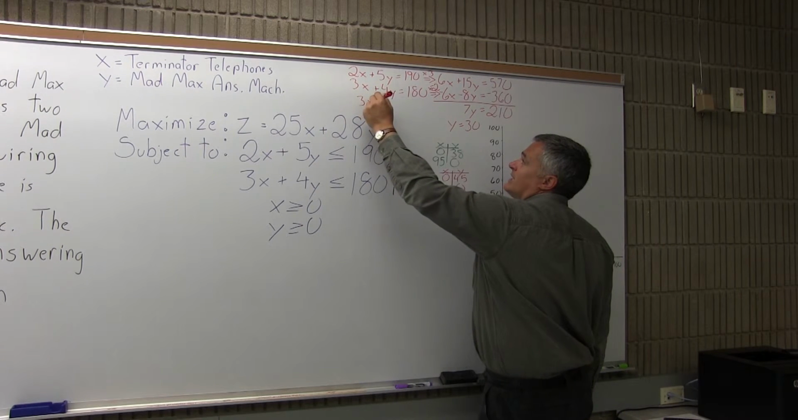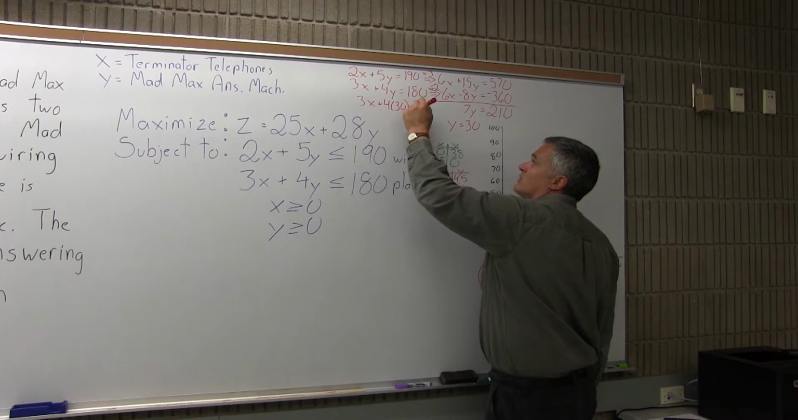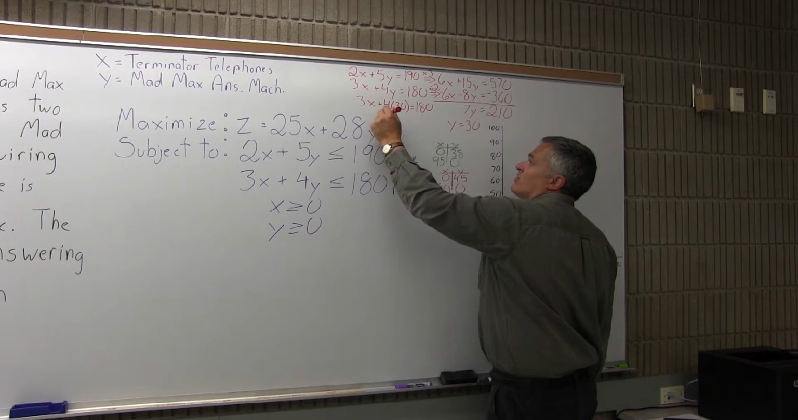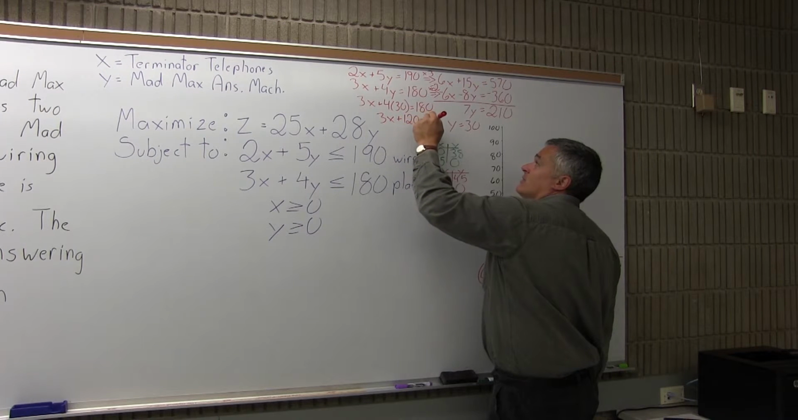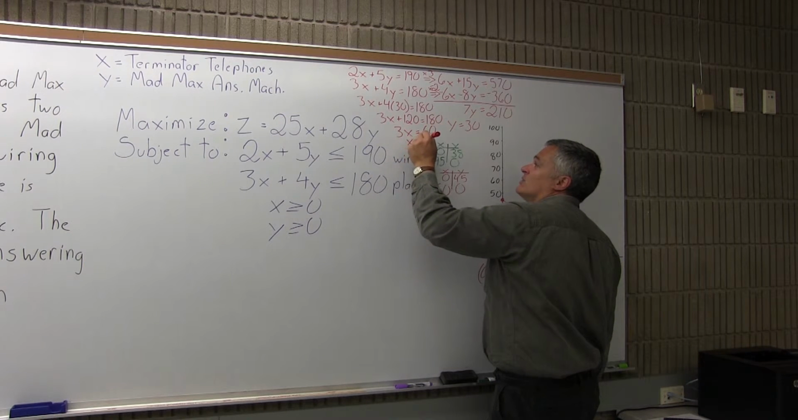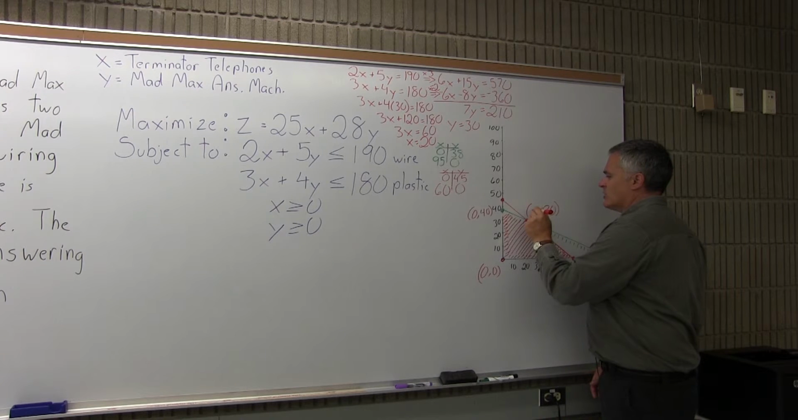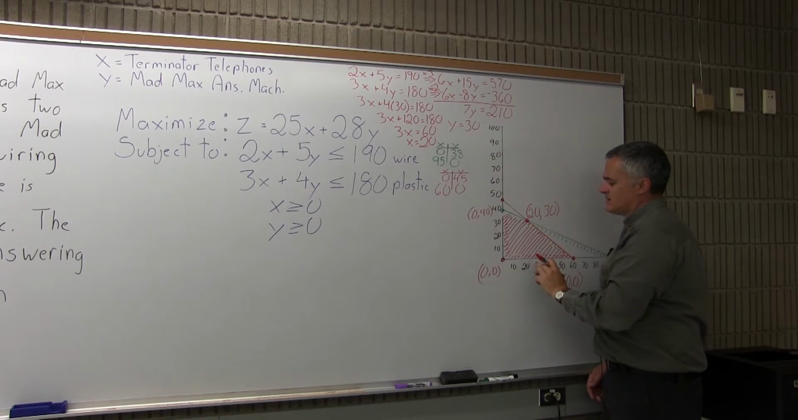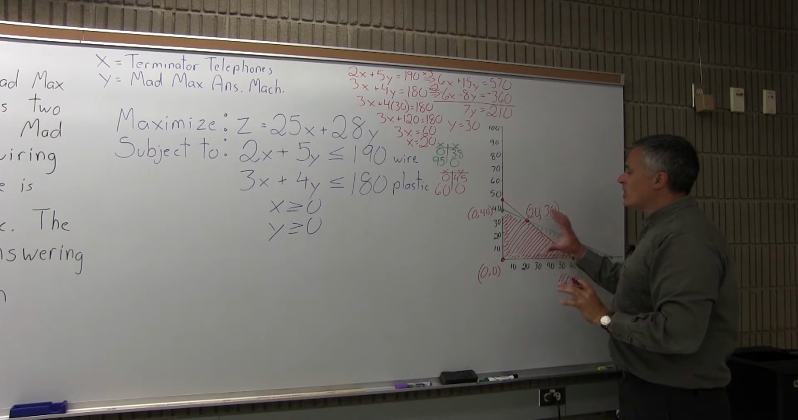So that'll be 3x plus 4 times y becomes 4 times 30 equals 180. 3x plus 120 equals 180. 3x equals 60. X equals 20. So the x-coordinate of the point where my constraints intersect with each other is 20, which by my number scale seems pretty reasonable. So now I've labeled all my corner points.